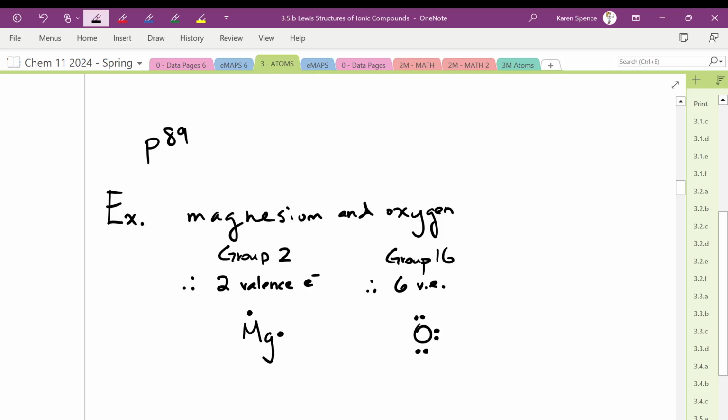No? What's wrong? Electrons do not pair up if there's still a blank space. So only one of them would go here and one would go here. So these are our atoms. What comes after atoms? Arrows.